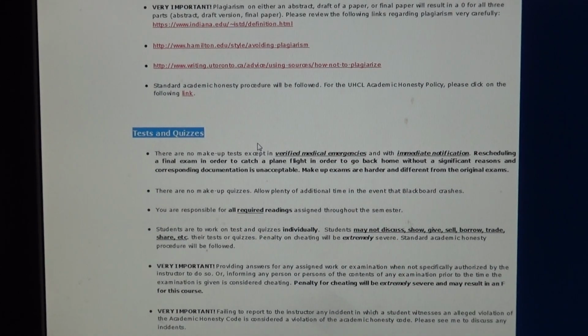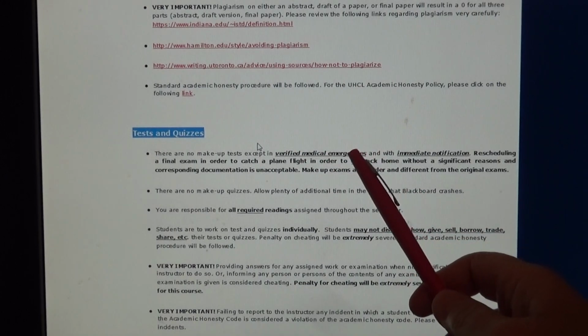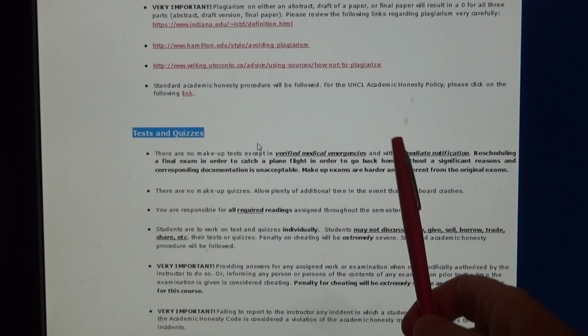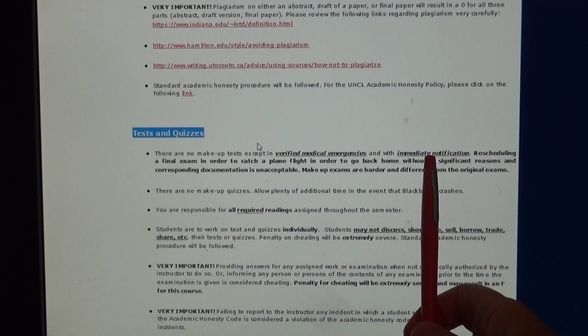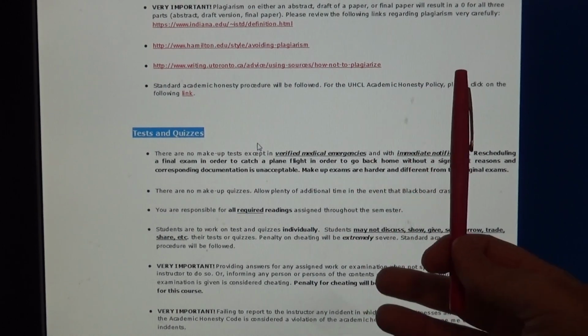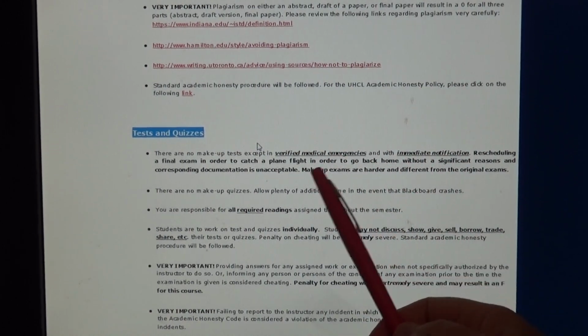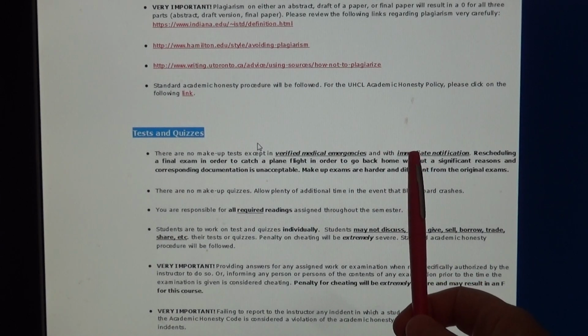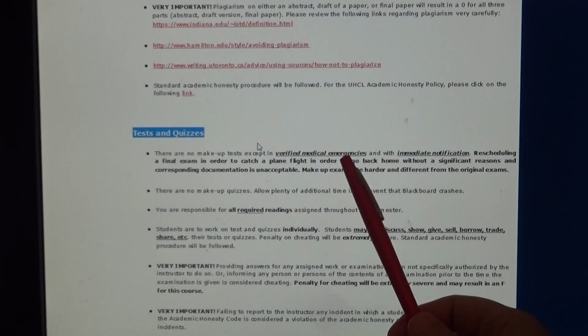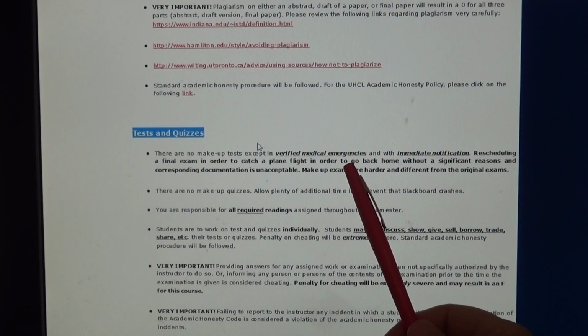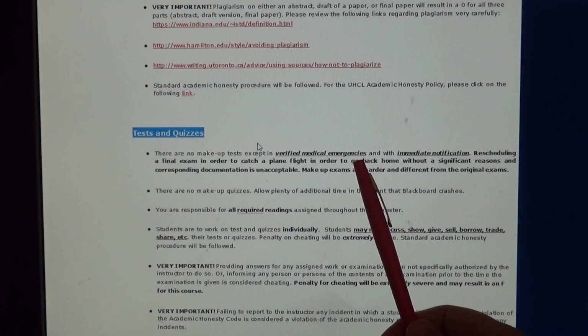if you miss an exam because of some emergency, that's fine. Medical emergency, that's fine. And I would like immediate notification, but sometimes if you have a car accident, you just can't do that. So those are reasons for missing an exam. Sometimes students want to schedule a plane flight and leave and take the exam early. I don't do that, okay?